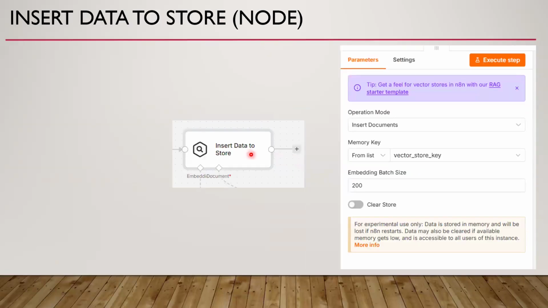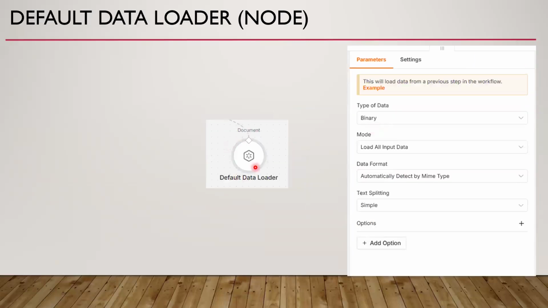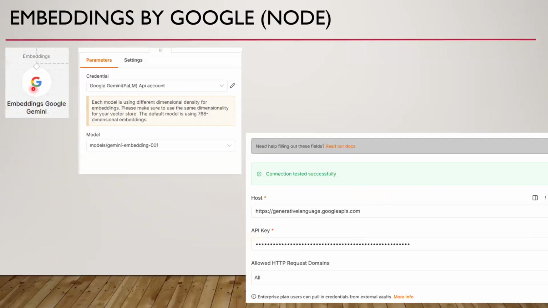Then this is the insert data to store. Here we just specify the memory key as vector store key, and this is the embedding batch size. Operation is insert documents. This is the default data loader. Data type is binary, and these are the further settings, and it does the text splitting itself. This is the Google Gemini embedding node. Here we need to set our API key, that is the Gemini API key.